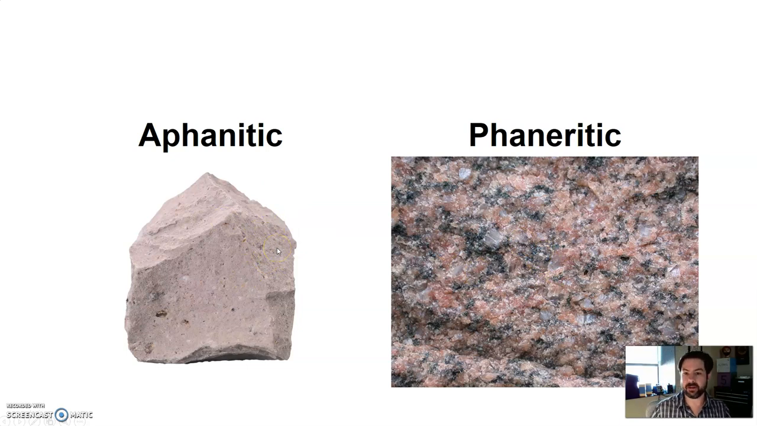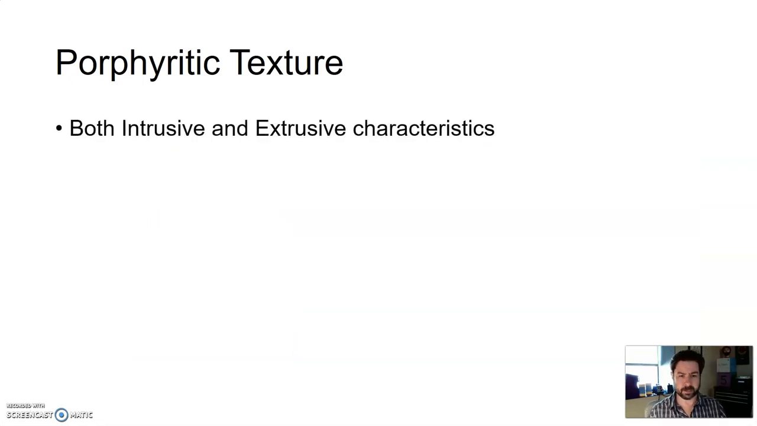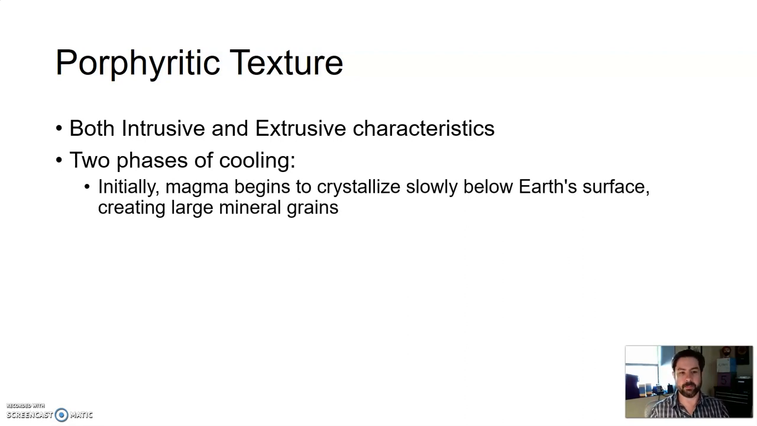So we have aphanitic, phaneritic, and then kind of an in-between called porphyritic. It has both intrusive and extrusive characteristics, and it goes through two phases of cooling. Stick with me now. Initially, magma made its way up, and it started to cool below the ground. So it just stopped and began to cool, and some minerals started to grow and grow big. But the whole magma body did not cool and crystallize. It was still melted material, but some minerals in there started to form crystals.